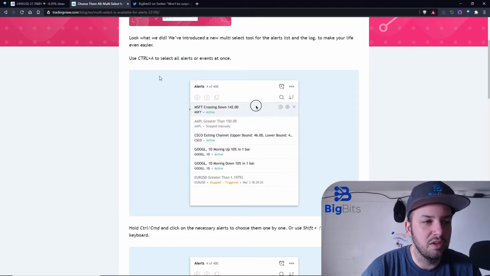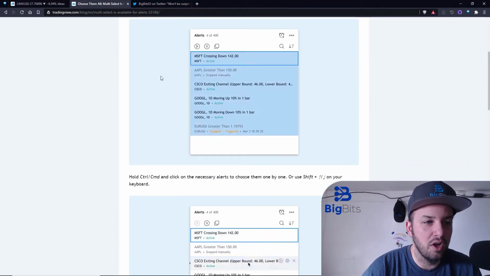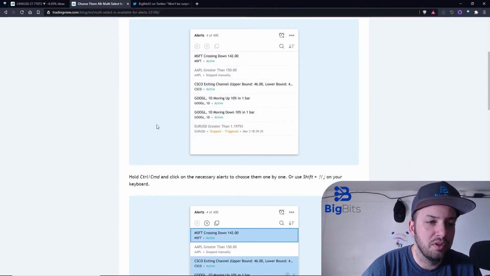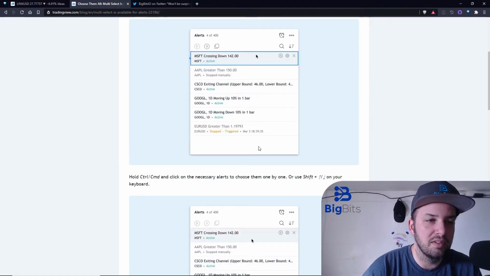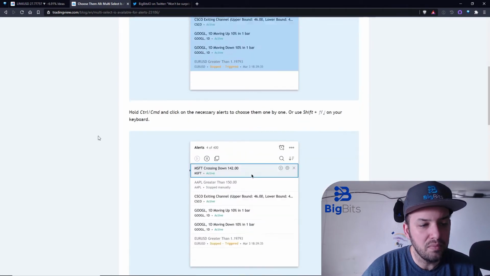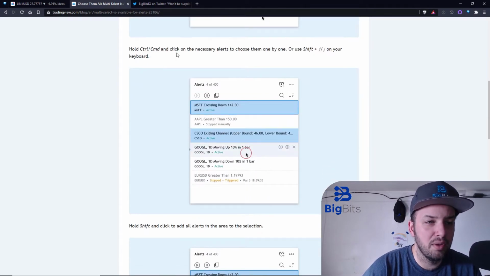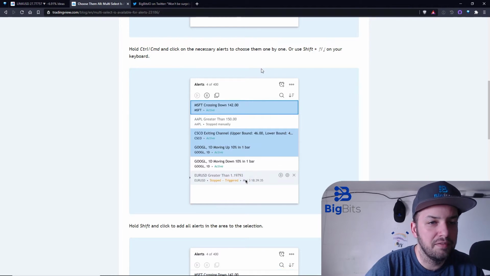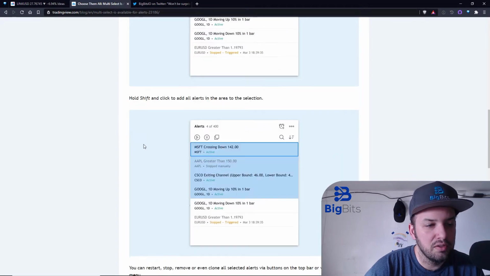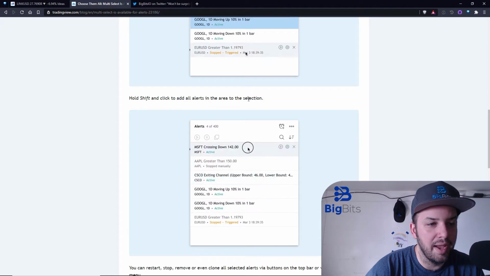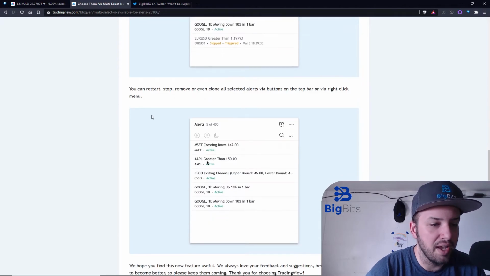So we have the Control A shortcut, which allows you to select all of those. It is important to note that your mouse does have to be captured within this region first. So you have to click within that region of your alerts, and then you can hit Control A. The next one is the Control command, and then you can also use Shift up or down to select multiples within a row. And then you can also hold Shift and click on all the alerts to add to the area selection. I'm going to show you how to do all of these.